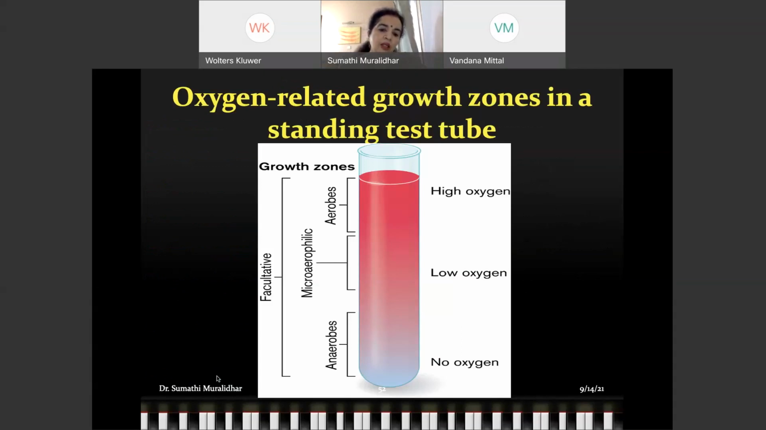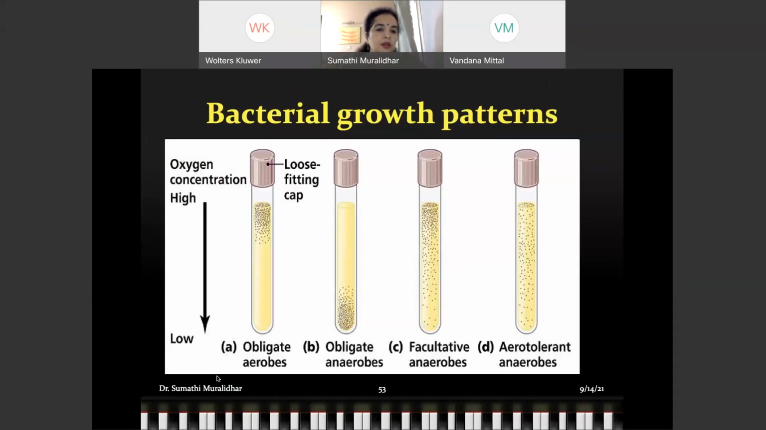And at the bottom, the anaerobes are growing because there's no oxygen available there. And in between, you have the microaerophilic organisms. Similarly, here you can see the obligate aerobes grow towards the top of the test tube. If you're growing it in liquid media, you'll find that the obligate aerobes grow at the top, whereas the obligate anaerobes will grow right at the bottom. And in between, you have the facultative anaerobes and the aerotolerant bacteria.